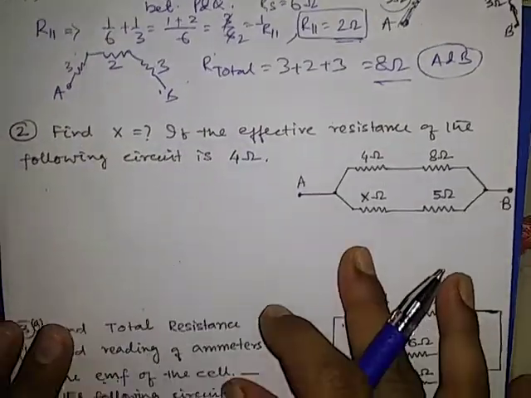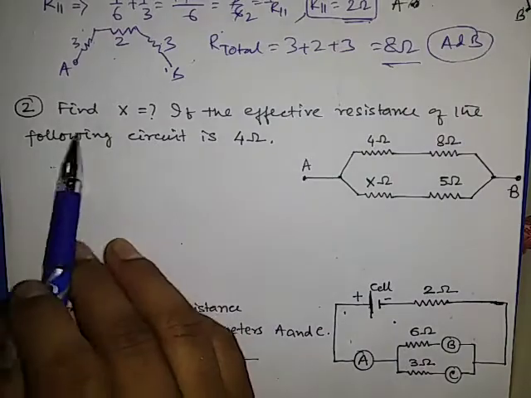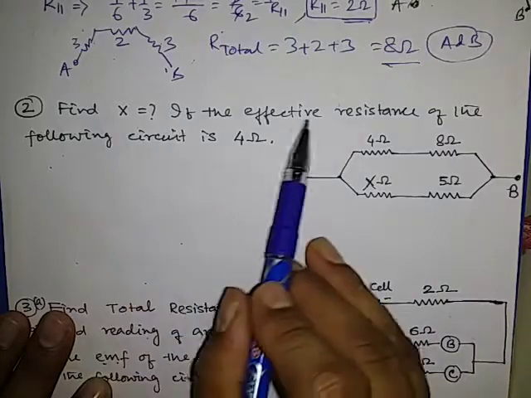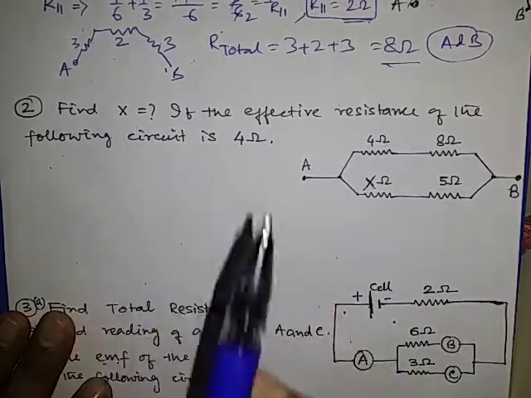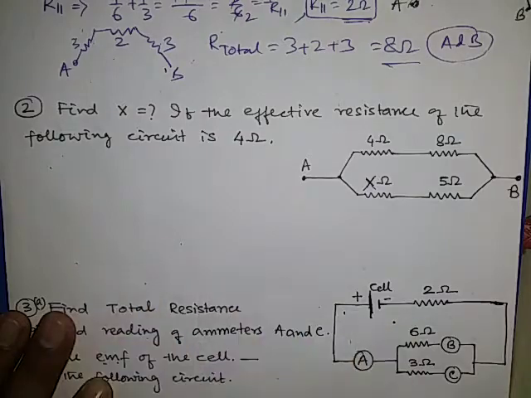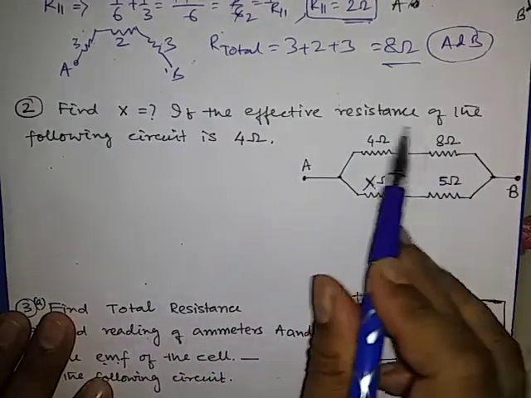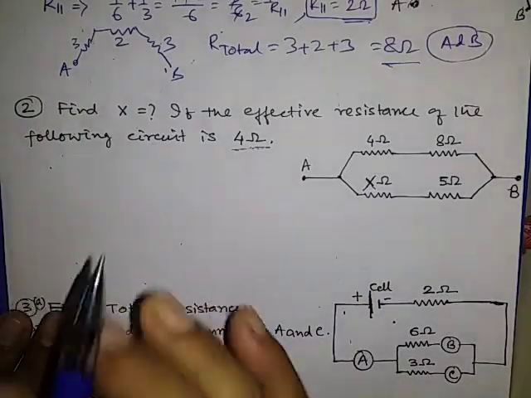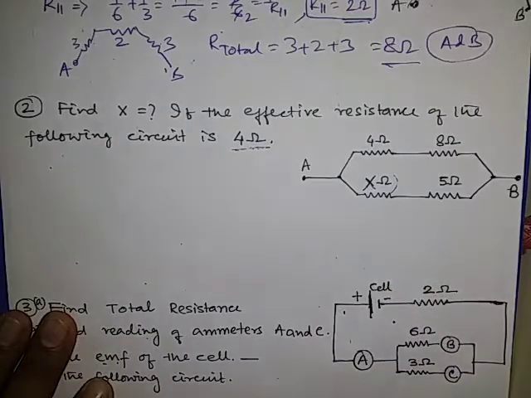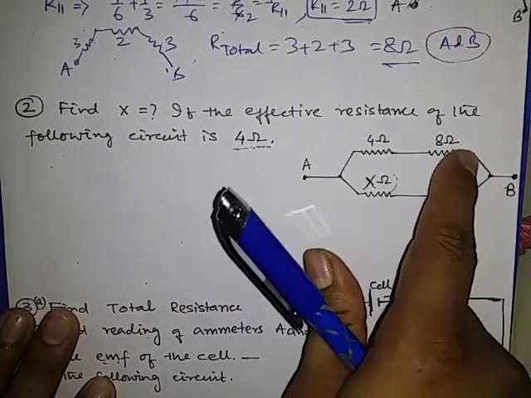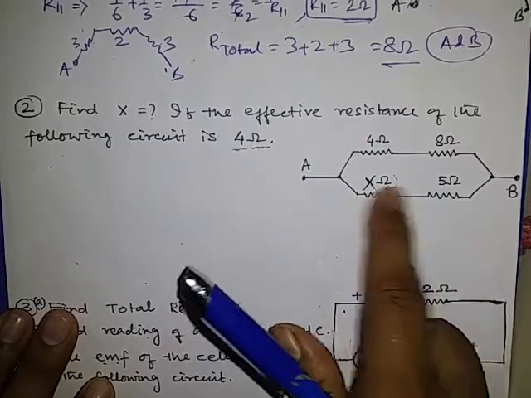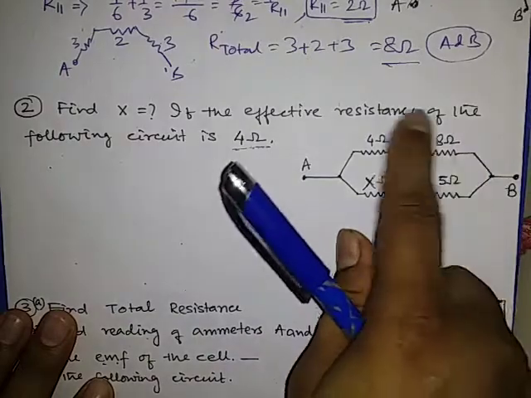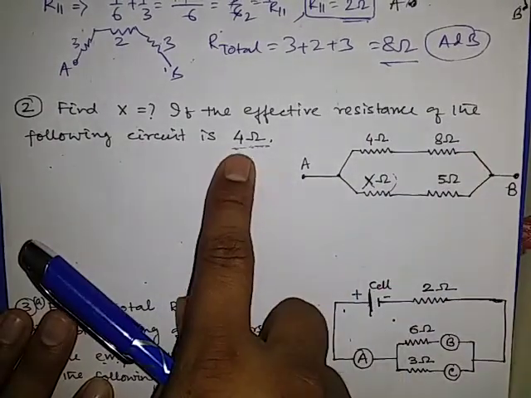Now, the next numerical, number 2. Find X. You have to find out the unknown resistance X. If the effective resistance of the following circuit is 4 ohm, it means, students, the total effective resistance is given. That means 4 ohm. And now you have to find the value of X. So 4 and 8 are in series, right? X and 5 are in series, and now these two are in parallel, and the total answer is given as 4 ohm.